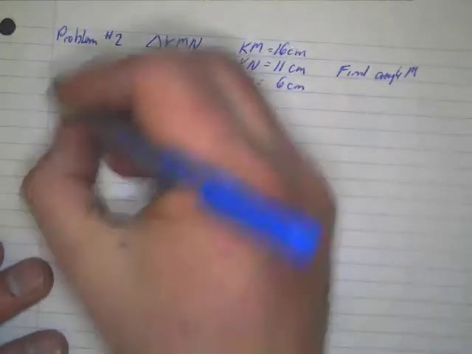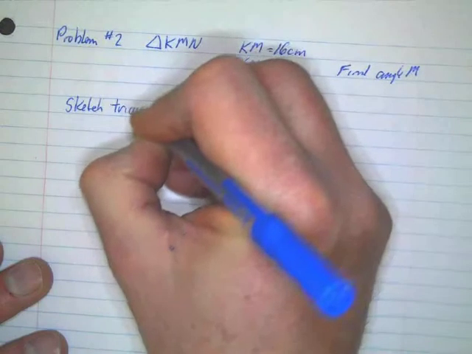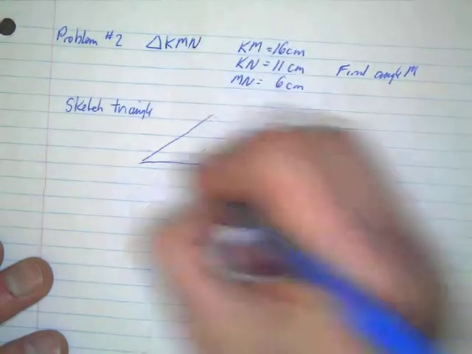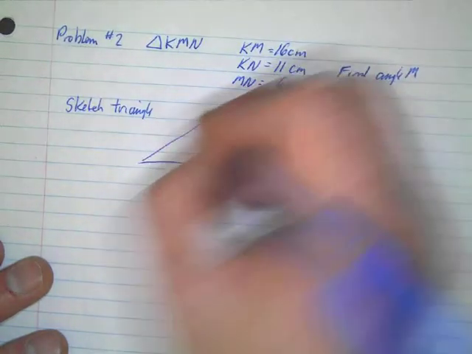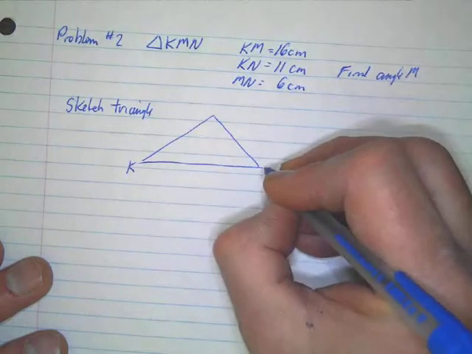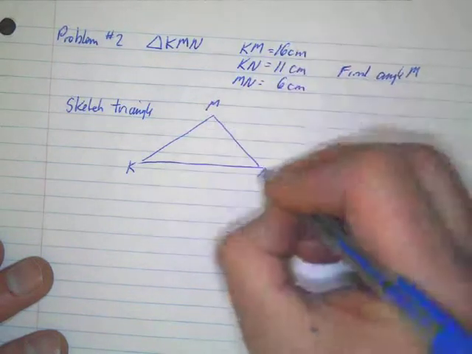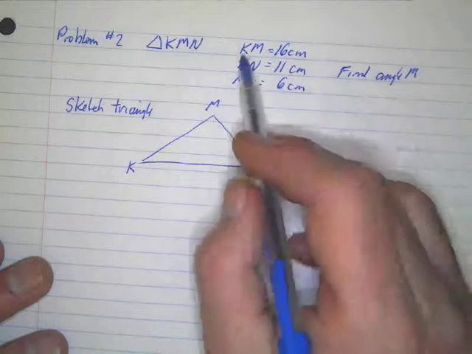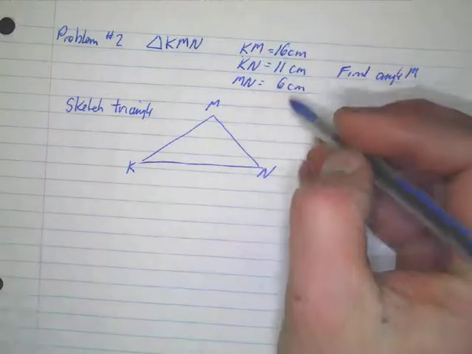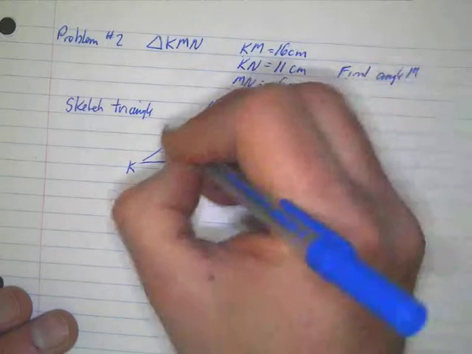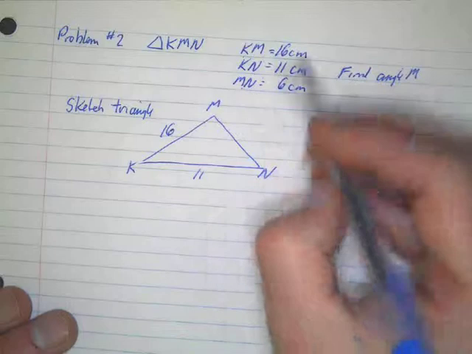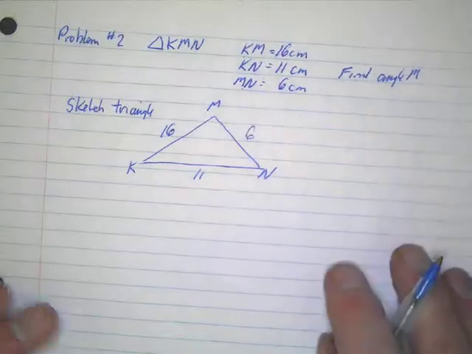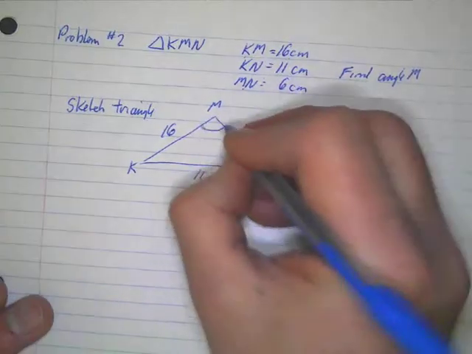So first thing I have to do, I have to sketch my triangle. Sketch triangle. And it's something that looks like this. Identify my parts. So I might go K, M, N, and it says KM is 16 centimeters, so KM is 16 here, KN is 11 centimeters, and MN is 6 centimeters. Now they want me to find angle M, so this is what I've got to find.